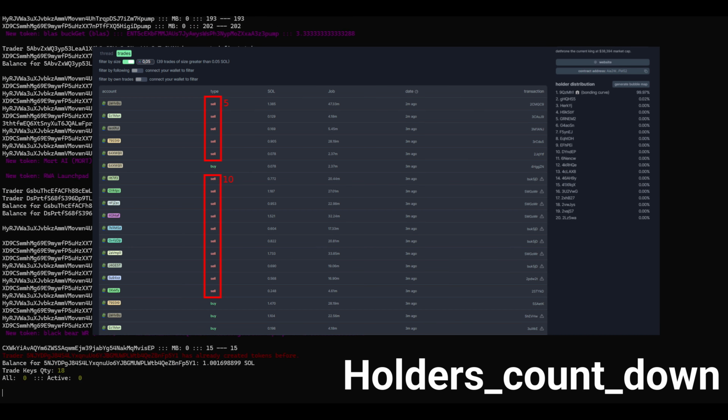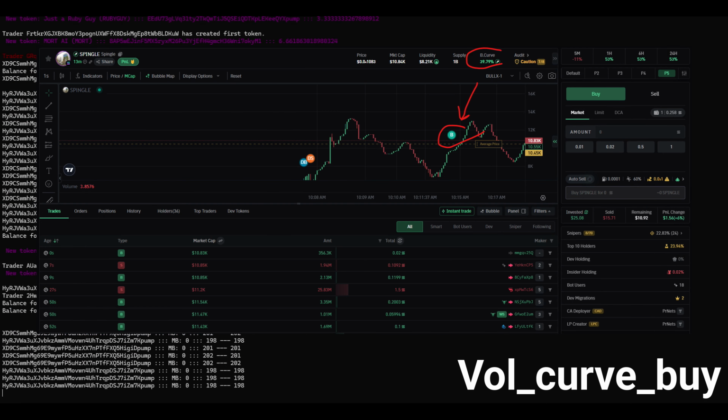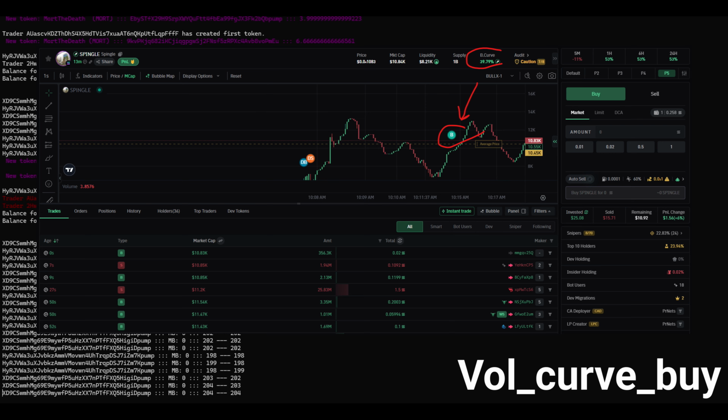Holders_count_down, tracks consecutive reductions in holder count to detect systematic sell-offs. Vol_curve_buy, records the VSOL bonding curve value at the time of purchase to assess the token's state relative to its acquisition.